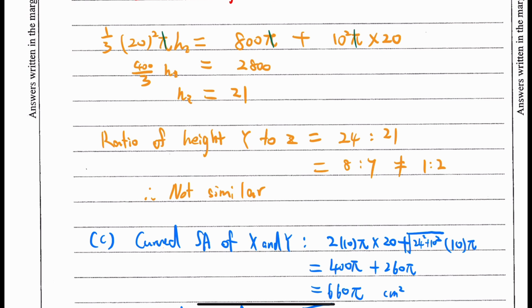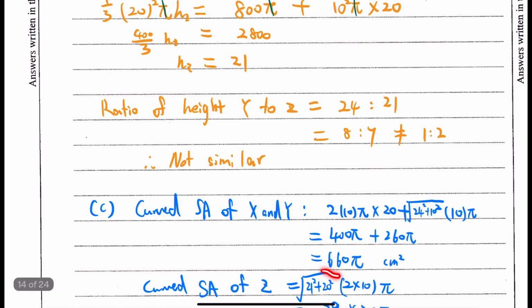And for a cone, it should be πrL. So we have π here, r here, and L should be found using Pythagoras to help. We have 10 here and 24 for the height, so use Pythagoras to find the slant height. You will have 660π cm².